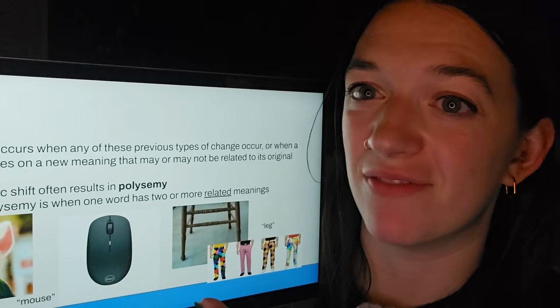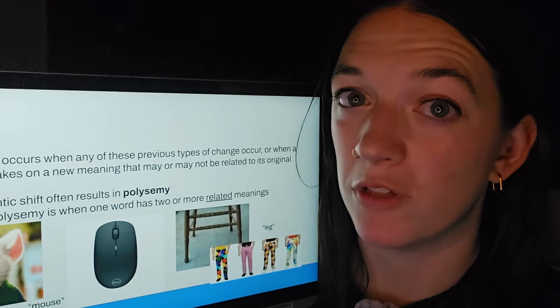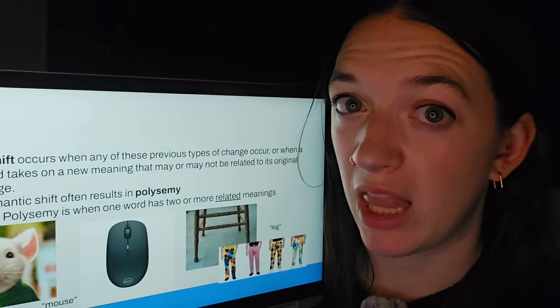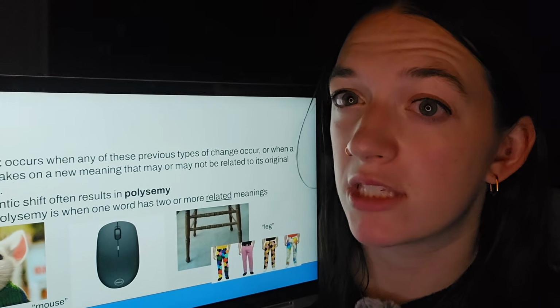Similarly, different kinds of legs. We could have a chair leg, a pant leg, an actual leg, a chicken leg, etc. And they have related meanings, but they are still slightly different.